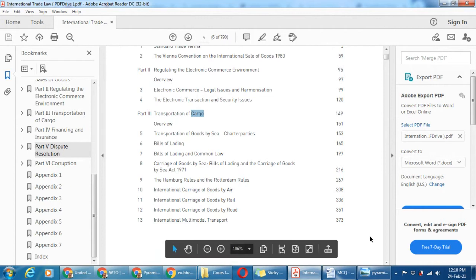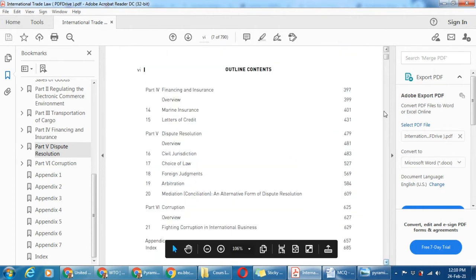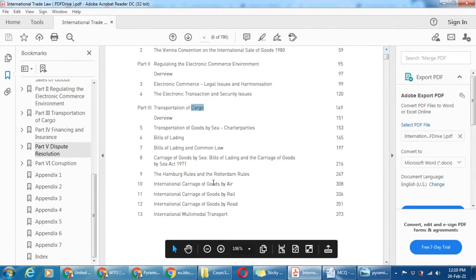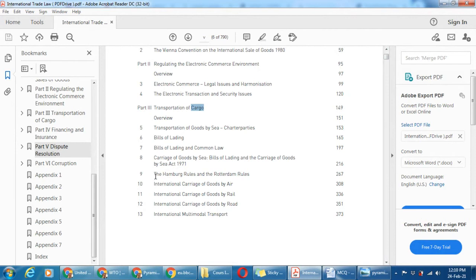delivery of products. That's why we have many conventions and many rules and standards. We can call them legal rules, we can also call them legal standards. We have many rules that could govern this type of delivery of products. As examples, we have the Hamburg Rules and the Rotterdam Rules. We have the international carriage of goods by air, by rail, by road, and by sea.